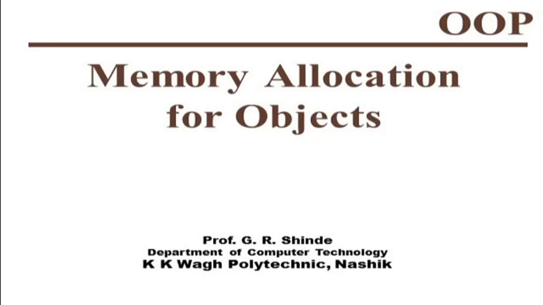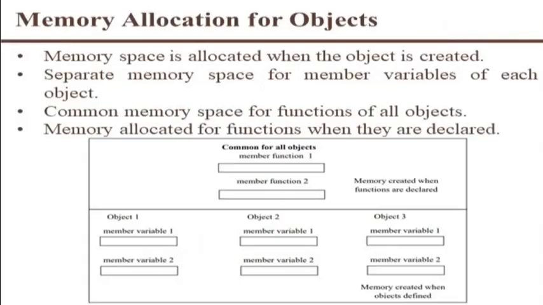Today's lecture topic is memory allocation for objects. In this lecture, we will see the diagrammatical representation of memory allocation and a C++ programming example. So let's start with the diagrammatical representation. Here you can see the diagrammatical representation of memory allocation.